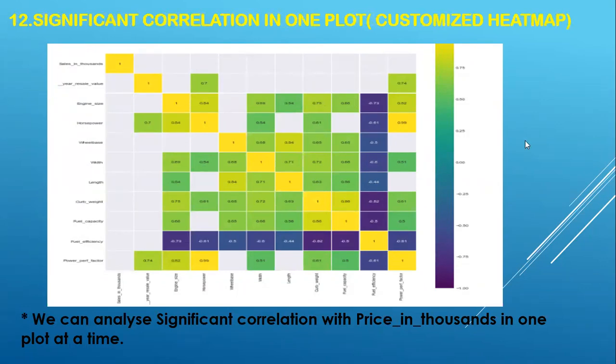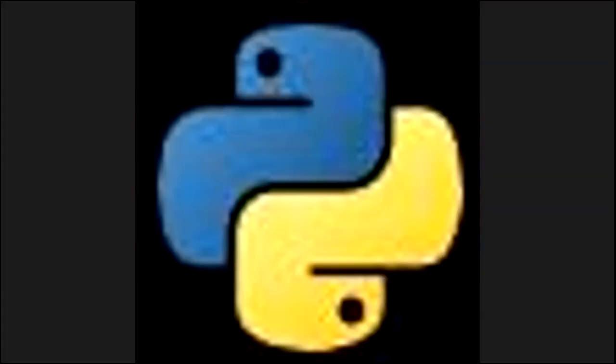Let me see another example. Correlation between variables. All the variables we can compare here, and we can analyze correlation between variables at a time. What are the variables in our data set? We can conclude it in one graph.